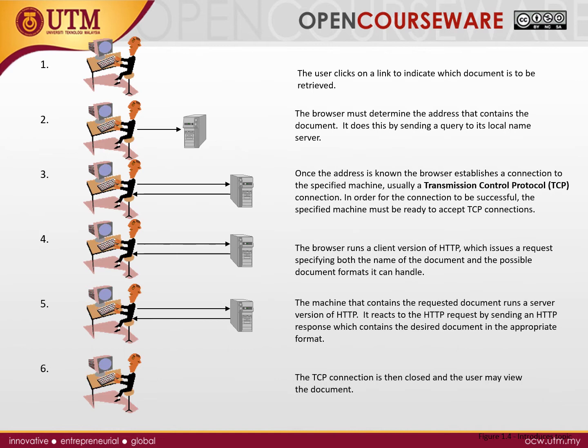If the HTTP receiver agrees, then the machine that contains the requested document runs a server version of HTTP, which reacts to the HTTP request by sending an HTTP response containing the desired document in the appropriate format. And then finally, the TCP connection is closed and the user may view the document. These are the six stages of browsing the internet to find any document.